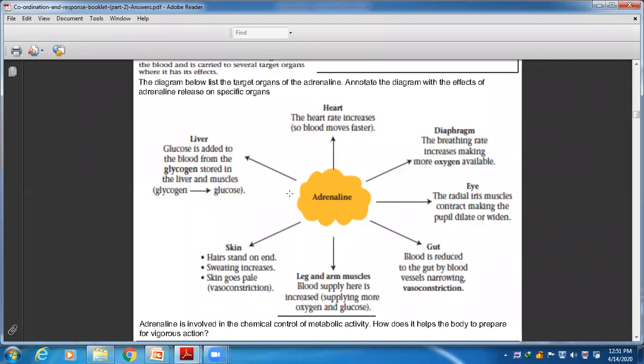Another, adrenaline also has an effect on your diaphragm. The diaphragm is responsible for your breathing. So the breathing rate will increase, and more oxygen will enter your body, because our body needs oxygen for the process of respiration. With adrenaline, the radial iris muscle will contract.